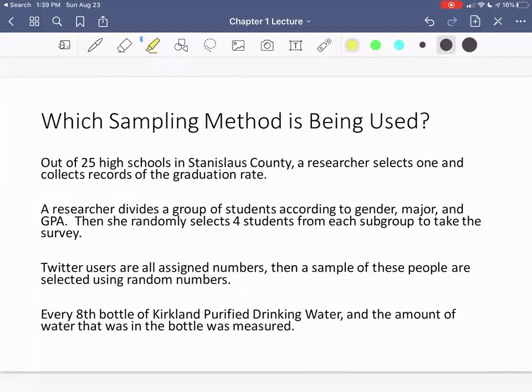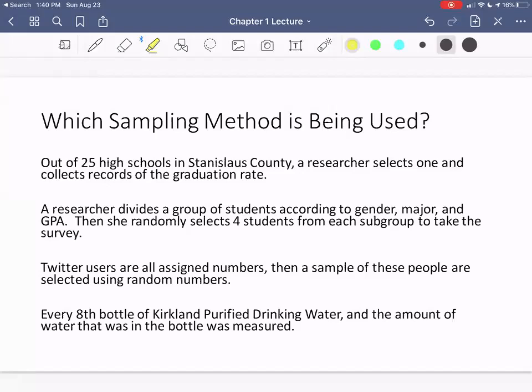So which sampling method is being used? What I'd like you to do is read through all of these. Go ahead and pause the video shortly. Read through them, and then it's going to be one of those first four: simple random, systematic, stratified, or cluster. All right, so go ahead and pause the video now.